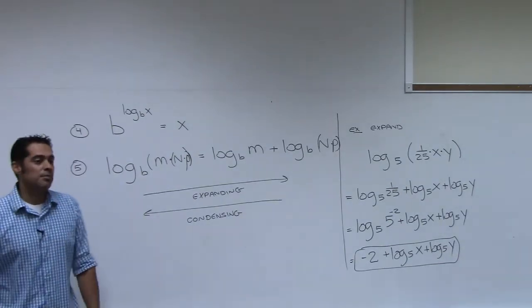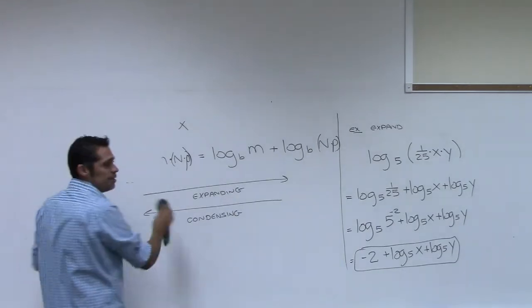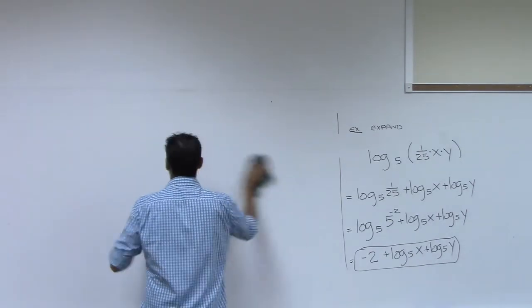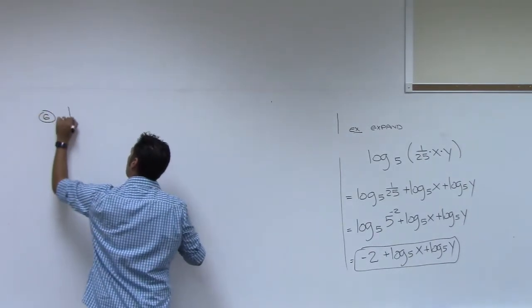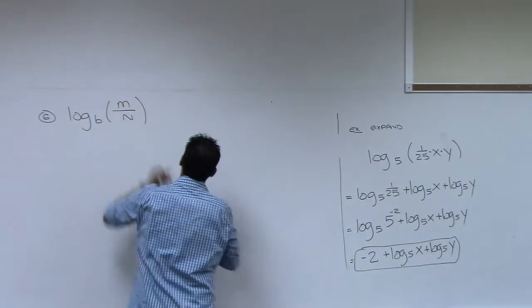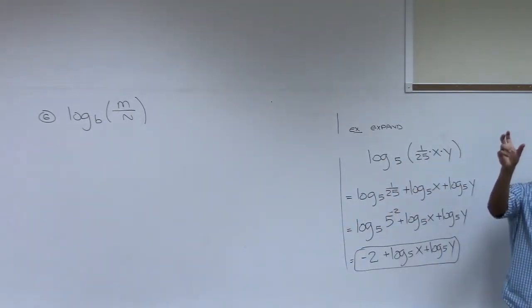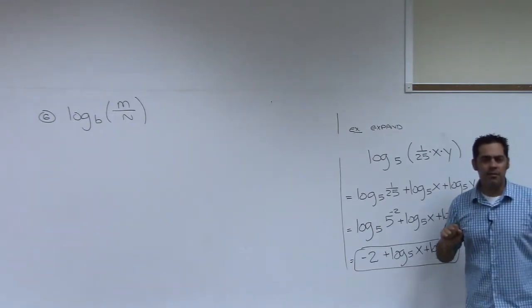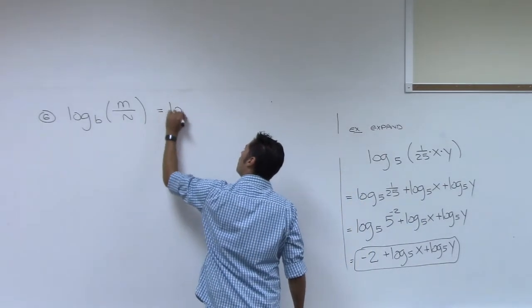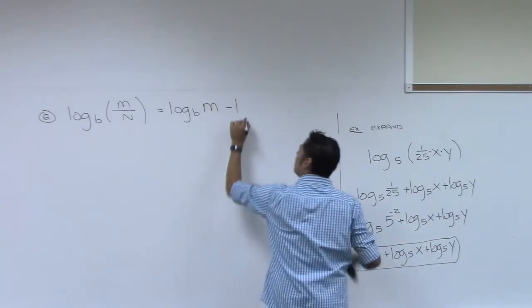Now, let's move to the next property. Property 6. There are 8 properties, okay? Property 6. Log base b of m divided by n. So the property I gave you just before was m times n, wasn't it? Multiplied? This is division. What do you think the division becomes? Subtraction, exactly. 2 logs again. It splits into 2 logs, but you have subtraction instead of addition.